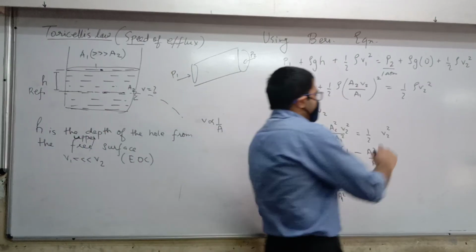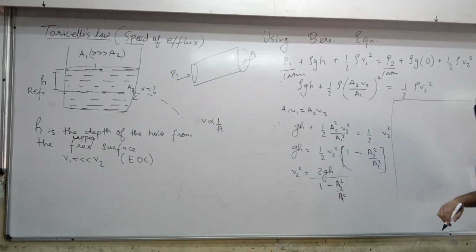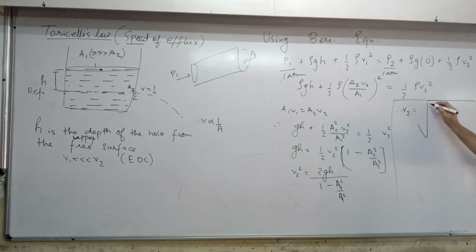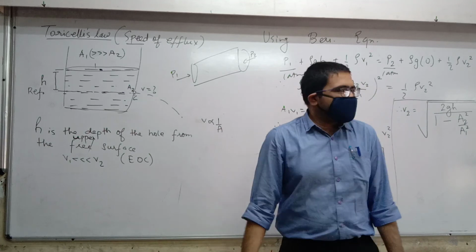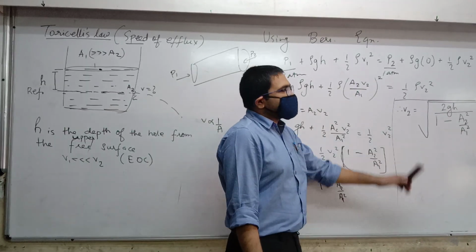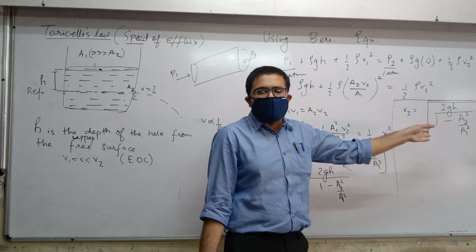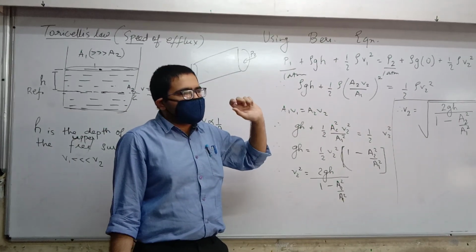So now if I take the square root, I get the speed with which fluid comes out. How much is this speed? Root of 2gh upon 1 minus A2 square upon A1 square. Pretty big formula, isn't it? So this is the speed of the effluent. This is the speed with which fluid will come out.